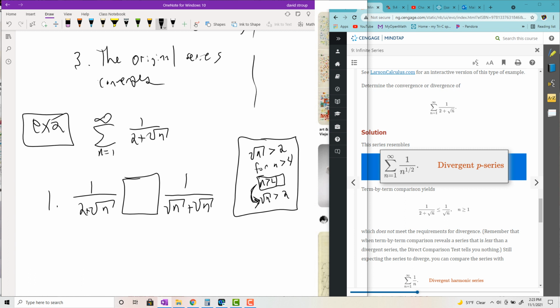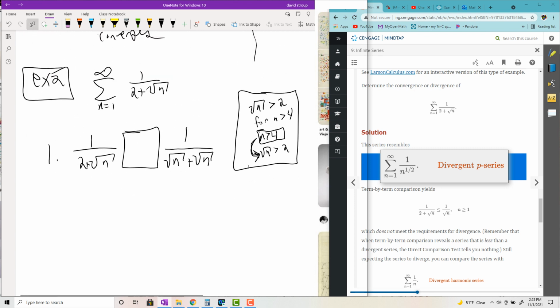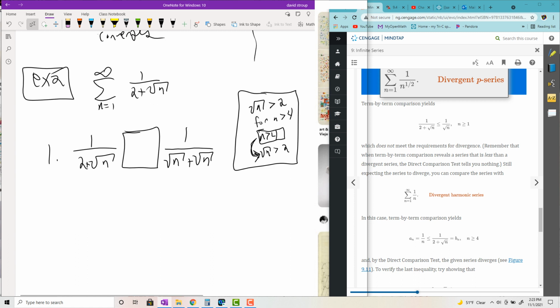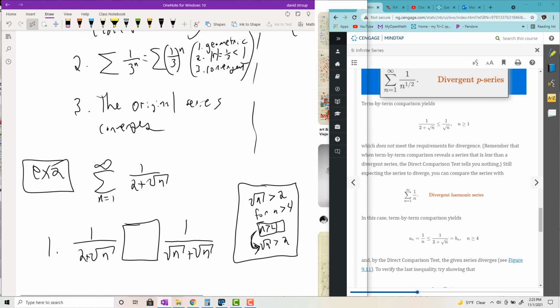Okay, when n is greater than 4. So as long as it holds eventually, you can make conclusions about the divergence or convergence.